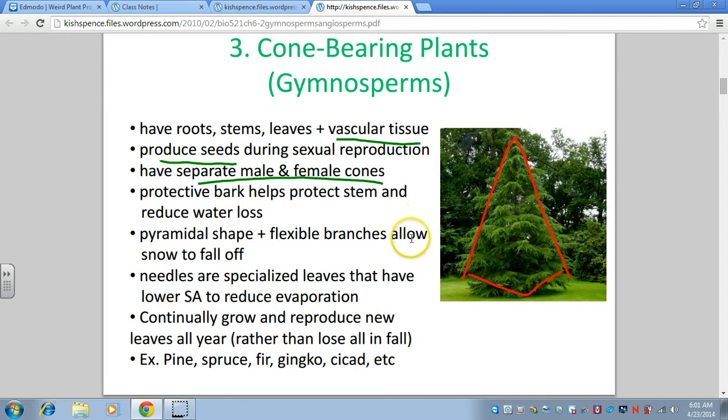They have certain features, and you can read some more of them in this section in the book, but you should have some idea. One of your objectives is to know some of their adaptations that help them to winter well. For instance, around here we have a lot of evergreen trees, or a lot of conifers, that have adaptations that allow them to withstand the harsh winters.